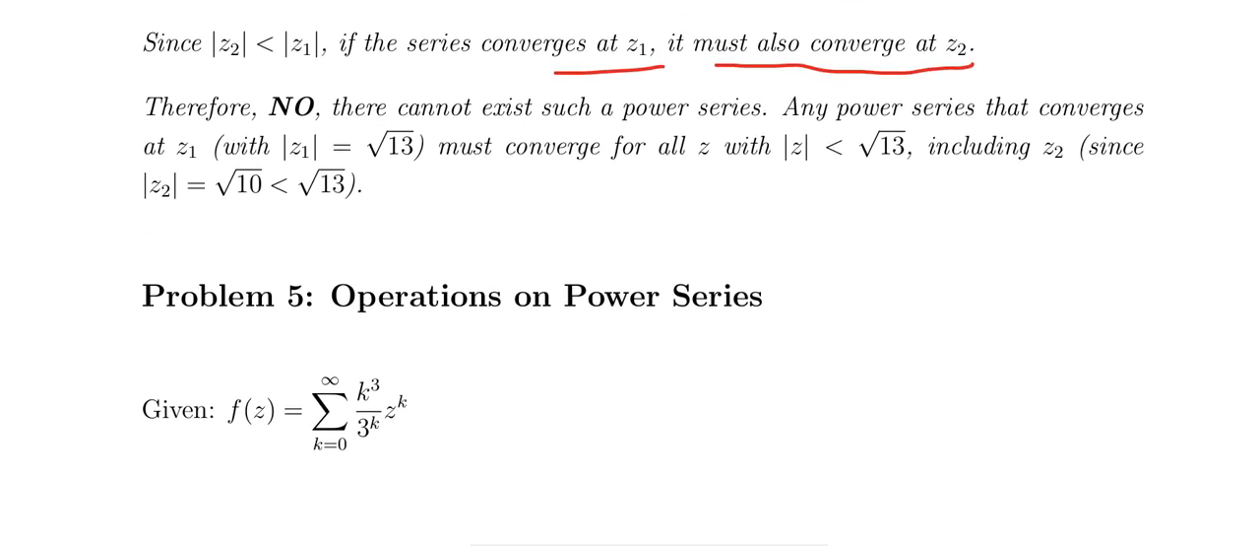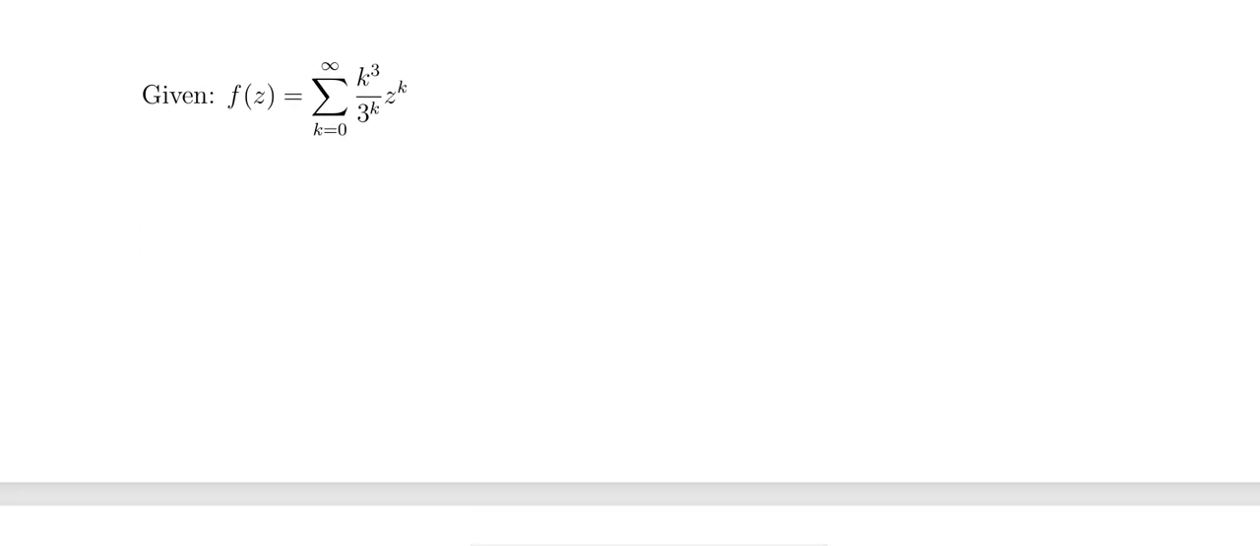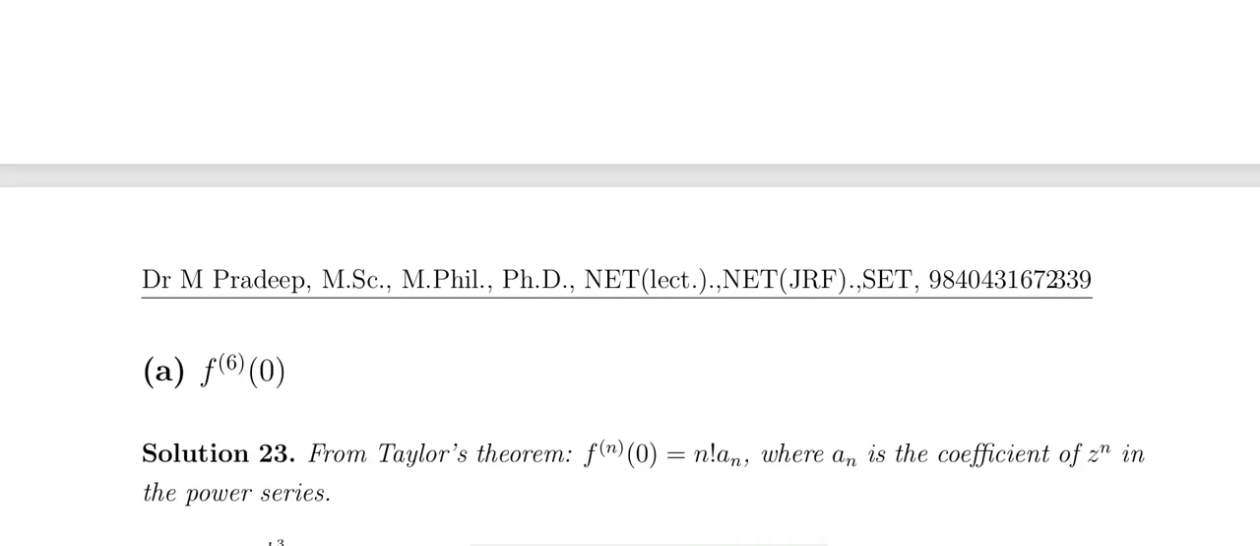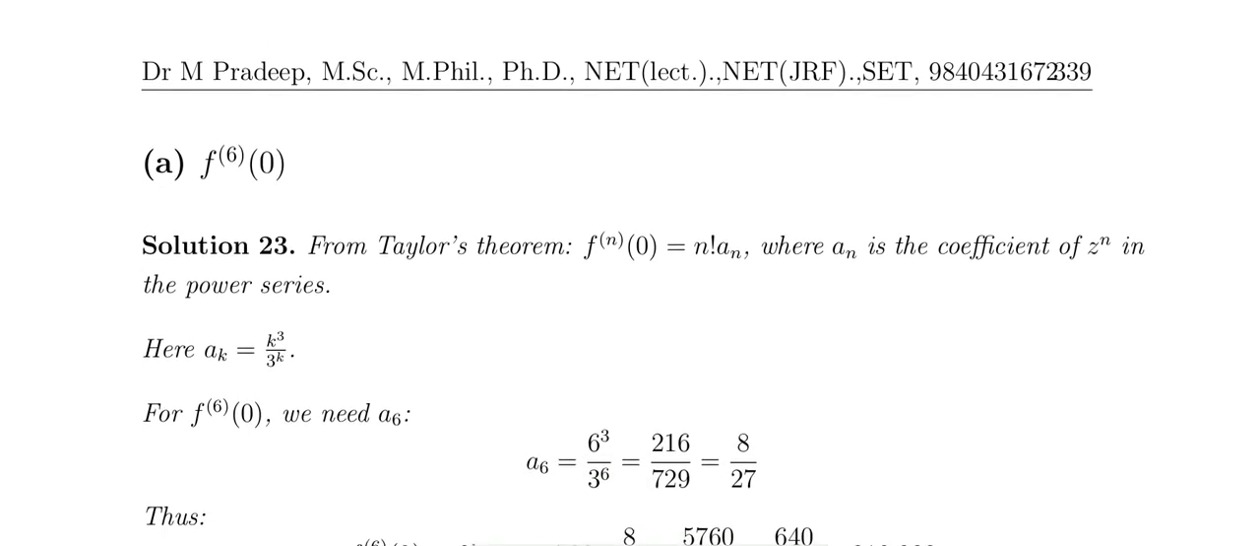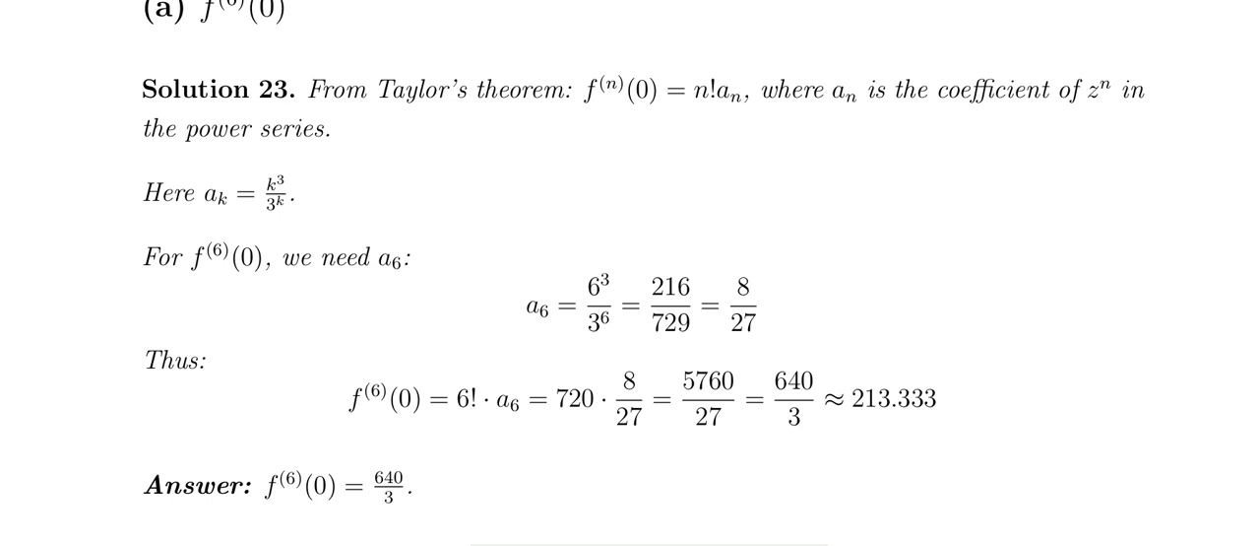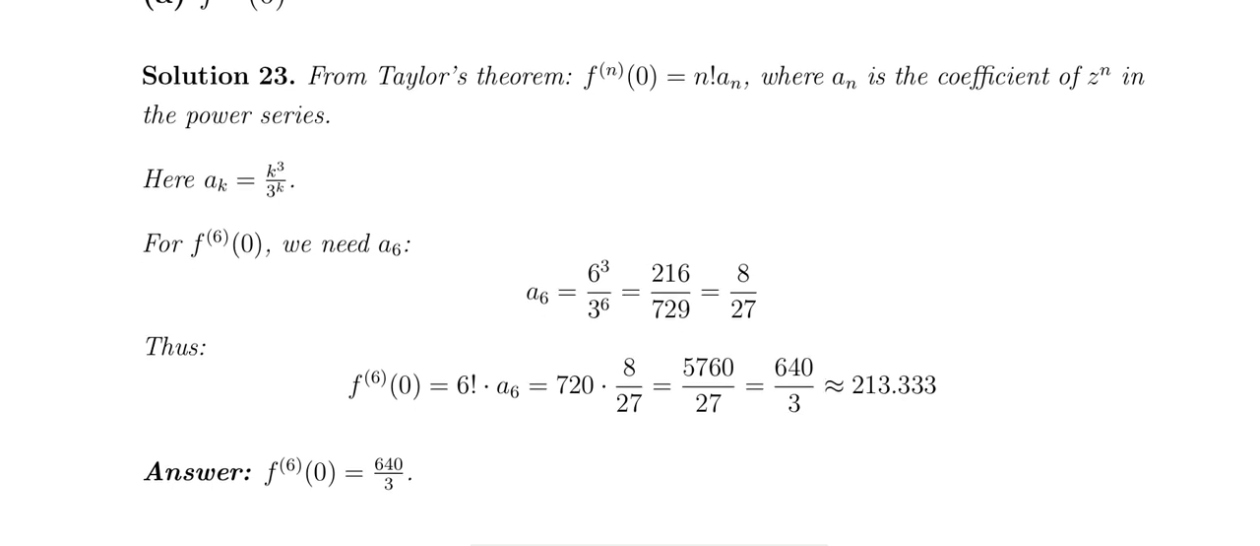Okay, this is some other problem. Look at it at home. The sixth derivative at 0. From the Taylor series, the coefficients: f power n at 0 is n factorial an, where an is the coefficient of z power n. So ak equal to something is given. So for the sixth derivative at 0 we need to find a6. That is 6 cube divided by 3 power 6, which is equal to 27. Sixth derivative at the point 0 is 6 factorial times a6, that is the answer.